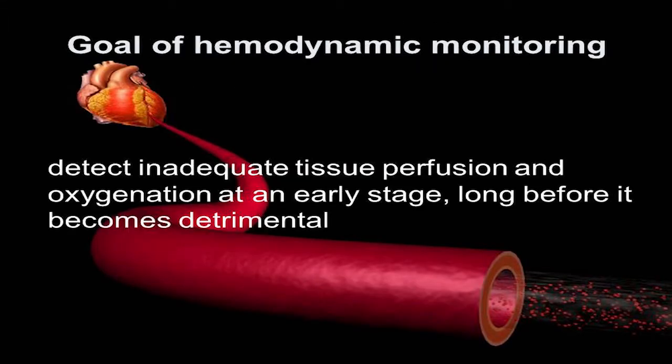So the goal of hemodynamic monitoring is to detect inadequate tissue perfusion and oxygenation at a very early stage, preferably long before it becomes detrimental.